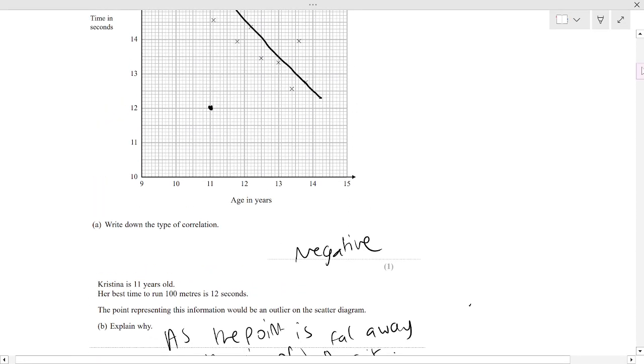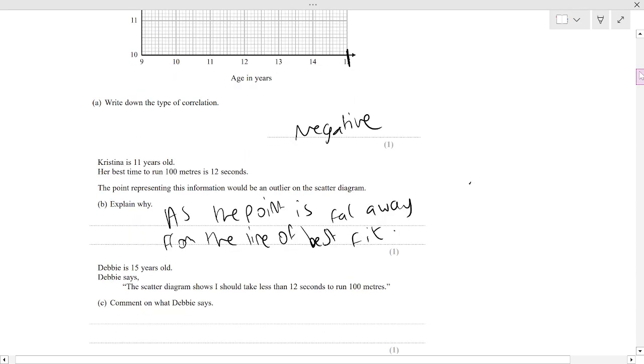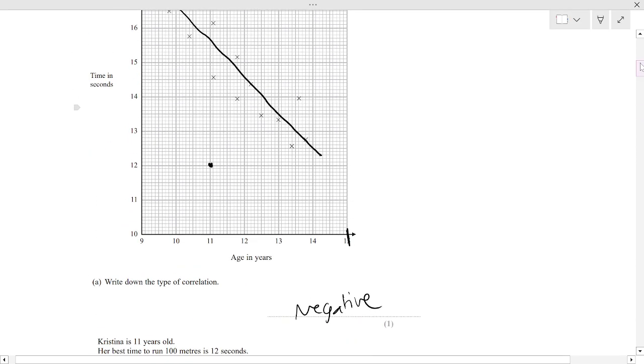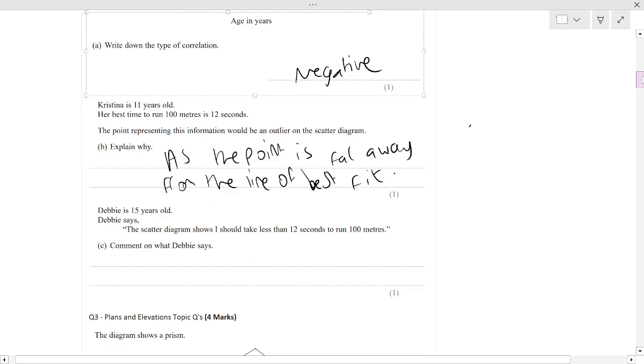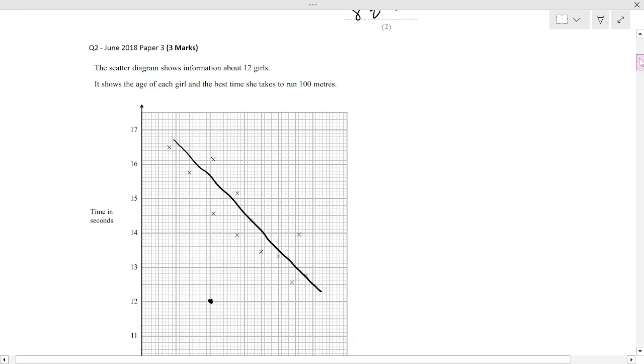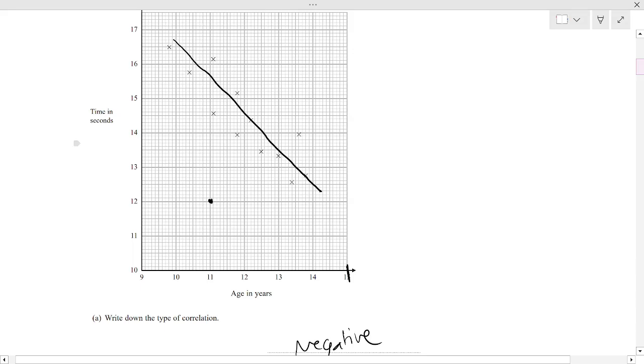Okay, 15 years old. Where would that be? It would be here, right? Okay, so she said using the scatter diagram, I can predict she's less than 12 seconds. Well, if we did continue the scatter diagram, it kind of would be. However, the line of best fit is only valid between the range of points. So here, the last point is when the age is like 13.8, right down here.